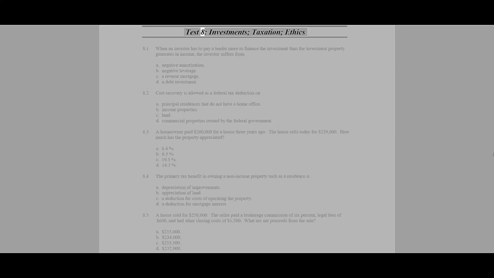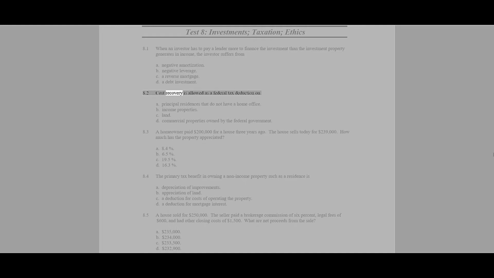Test 8, Investments, Taxation, Ethics. 8.1 When an investor has to pay a lender more to finance the investment than the investment property generates in income, the investor suffers from A. negative amortization, B. negative leverage, C. a reverse mortgage, D. a debt investment.